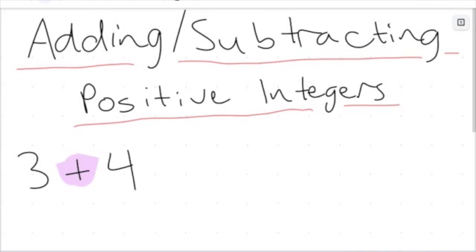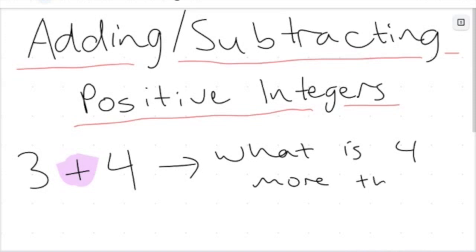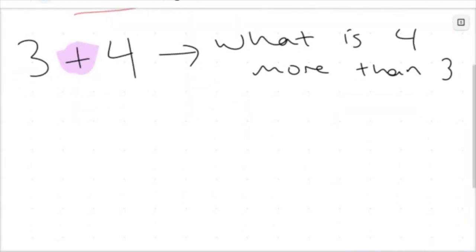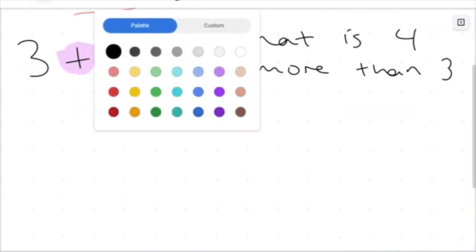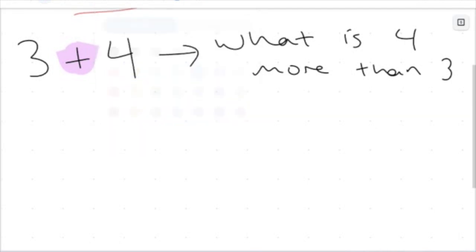So, in essence, what we're asking here is in a sentence, what is 4 more than 3? That's really what we're doing here. In adding numbers, we're just trying to find what's one number more than the other. What do we get when we put those together? And a good way to visualize this is through a number line.